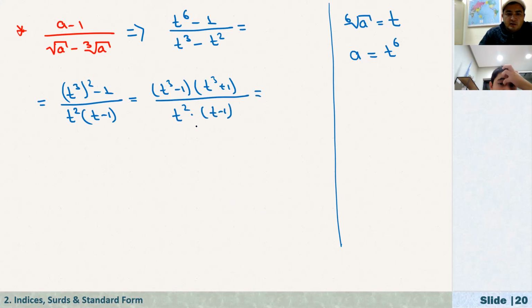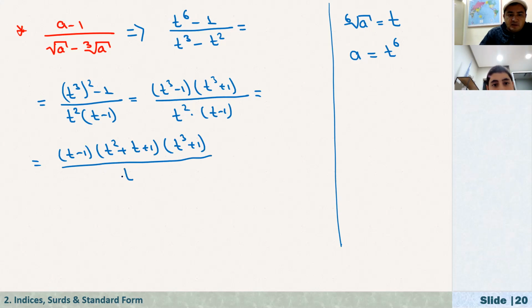I mean, dealing with just exponents is much easier than surds, right? And the first one is equal to t minus 1, t squared plus t plus 1. And here we have t cubed plus 1 over t squared times t minus 1. So these two things are gone, right? And we need to write this in terms of t to the power of 6, because we know that t to the power of 6 is equal to a.